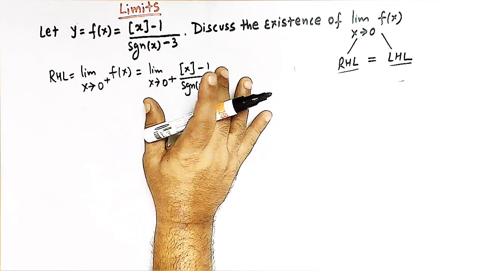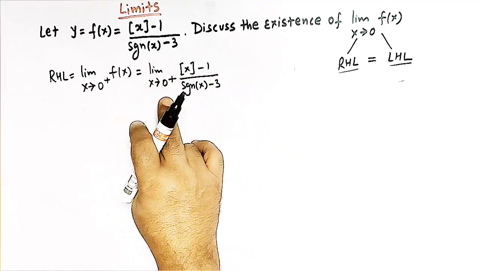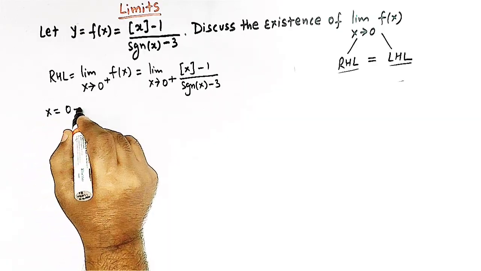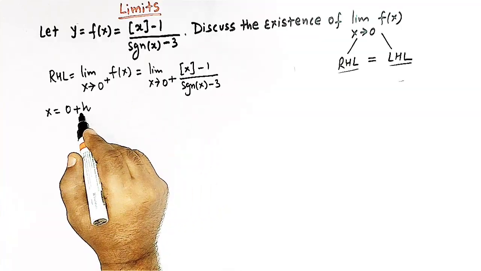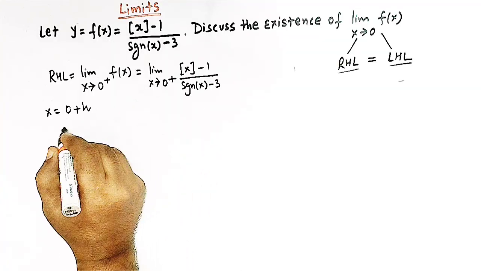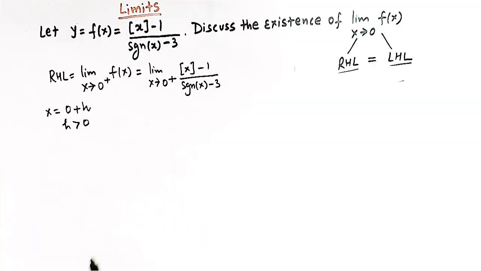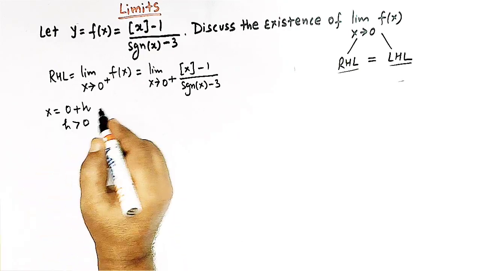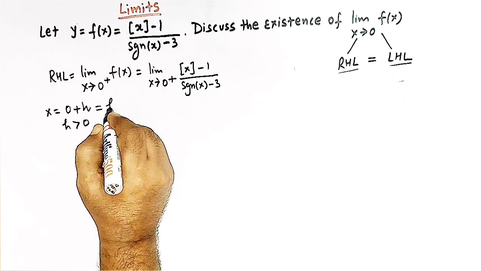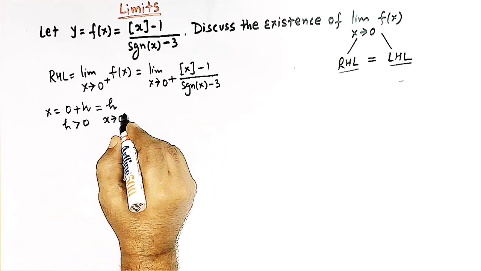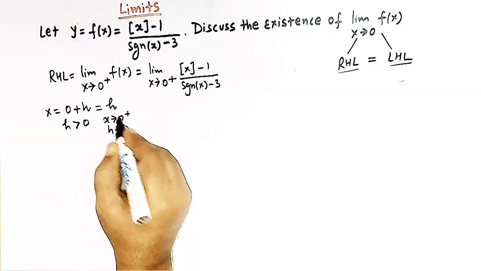So now to get the value of this limit, let us make this substitution, that is x is equal to 0 plus h, where h is an infinitesimally very small quantity, right? And moreover h is greater than 0 and h lies between 0 and 1, right? So if we take x is equal to 0 plus h, that is x is equal to h, and when x tends to 0, then h tends to 0, right?